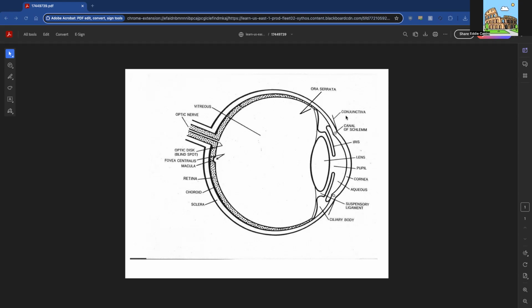All right, we'll move on to the conjunctiva. The conjunctiva is a clear membrane located on the outer surface of the eye. It covers the white part of the eye, known as the sclera, and also lines the inner surface of the eyelids.